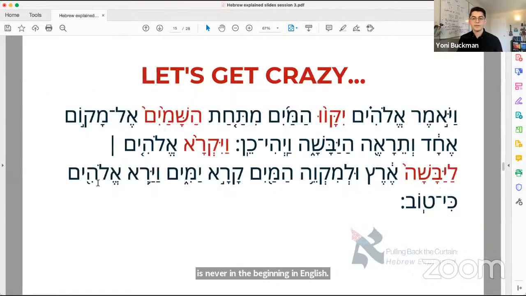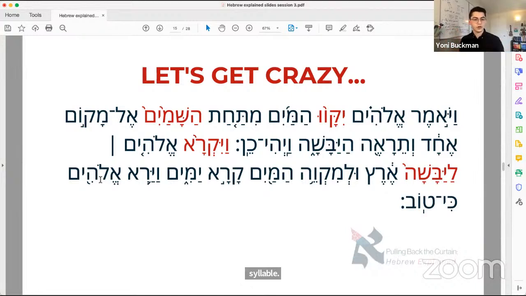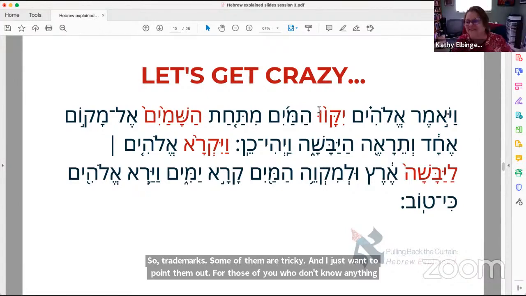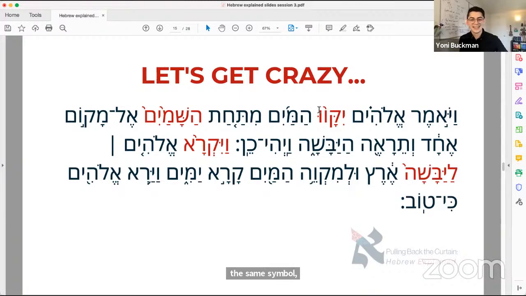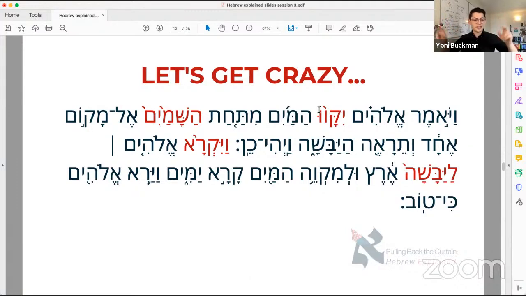Okay, so trope marks. Some of them are tricky, and I just want to point them out. For those of you who don't know anything about trope marks, it's okay. For those of you who do, I just want to point this out. Some of the trope marks actually use the same symbol, even though they're different trope. So for instance, how would I describe this little apostrophe almost, this little notch? How would you describe it, Kathy? Thingy. Yeah, the little thingy. In Hebrew, like an apostrophe or quotation marks or whatever.